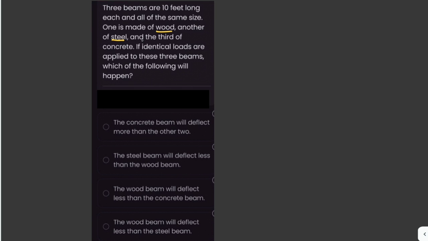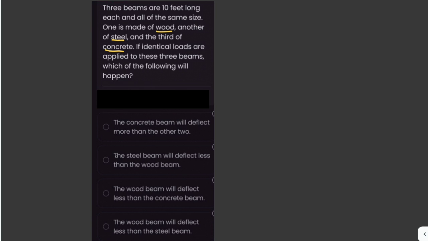3 materials: wood, steel, and concrete. So wood is a natural material that tends to have more flexibility and can undergo greater deflection under load. Steel, on the other hand, is a stronger and stiffer material, which means it will experience less deformation or deflection when subjected to some load. And concrete, being a rigid material with high compressive strength, will also exhibit minimal deflection compared to wood. However, steel is generally known for its superior strength and stiffness, making it more resistant to deflection compared to both wood and concrete under the same load.